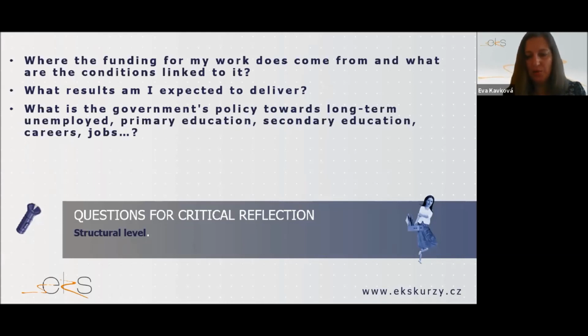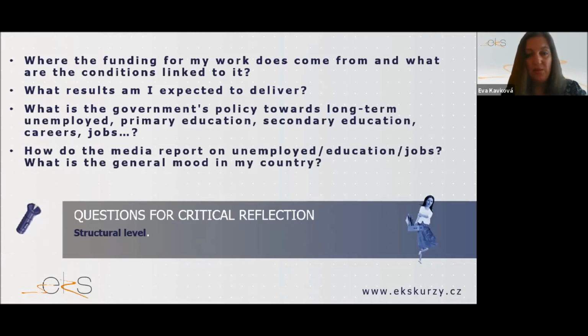And also, in what way do the media report, let's say, on unemployed people, on education? What kind of words are they choosing? What's the general mood, or what's the narrative which is used in my country? Because this is something which is influencing us as well, and sometimes quite unconsciously.